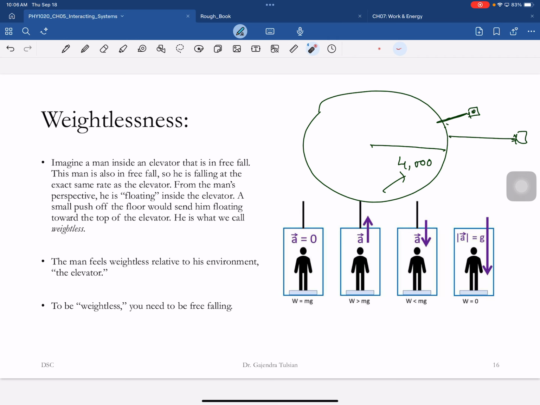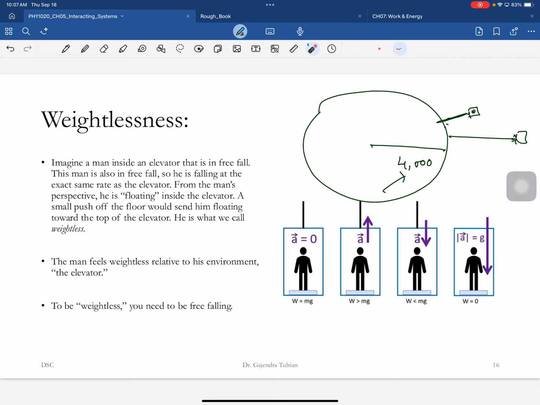So let me give you another example. Do you guys want to feel weightless? If you want to feel weightless, all I have to do is pick up this room and throw it. While the room is in flight, everything in here will be weightless. So you have to be free falling. That's what free falling means.